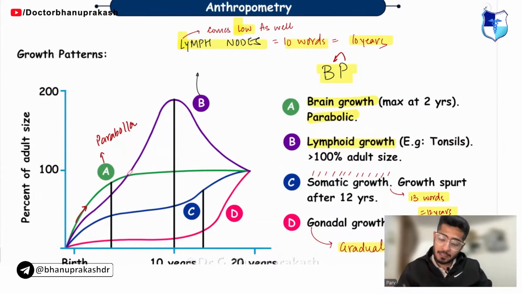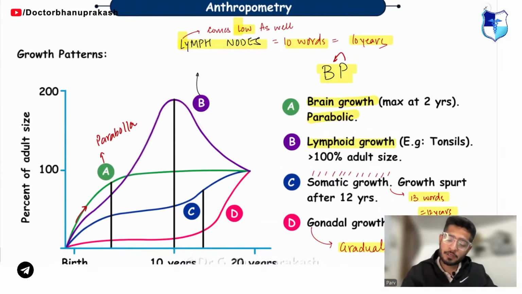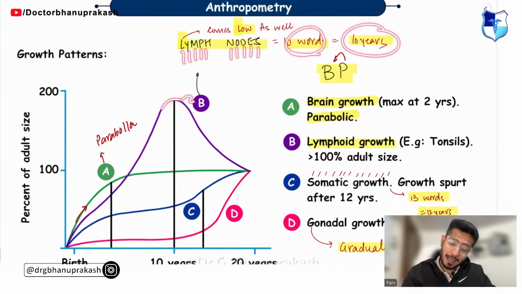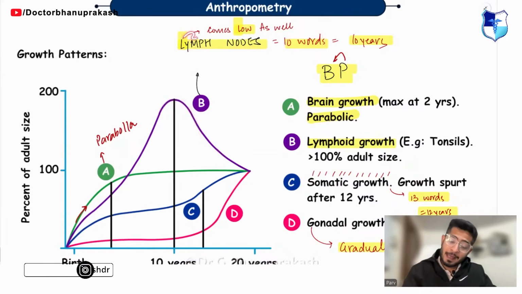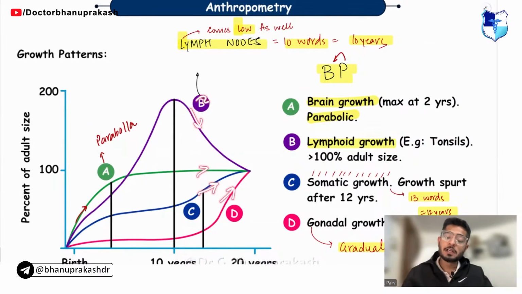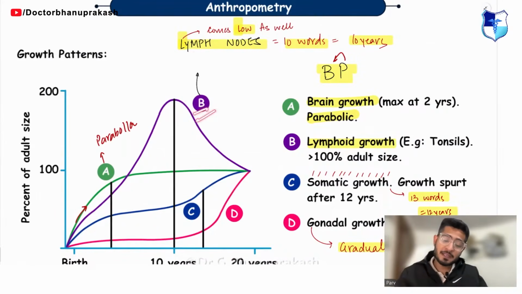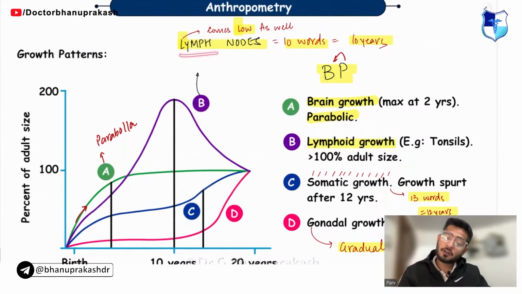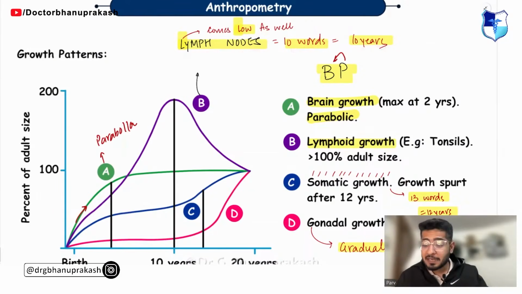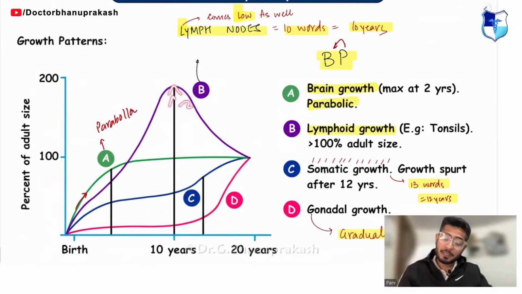And then you have got this B graph. This is actually lymph node. So lymph, count the number of letters: 1, 2, 3, 4, 5, 6, 7, 8, 9, 10. So 10 letters means 10 years. So lymph nodes will have their peak at 10 years, and then they are going to go down. L is lymph node, L is low. The lymph node graph is the only graph which is going to come low. Not coming low, not coming low, not coming low. The one graph which is coming low is the lymph node graph. That's why this B is the lymph node graph. So from 10 letters you can remember 10 years. It has shown a peak at 10 years.